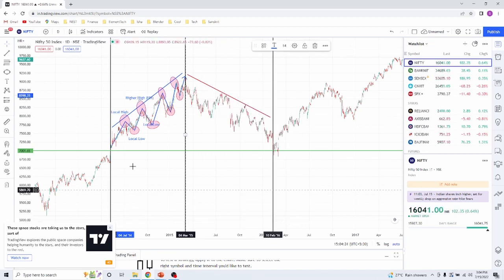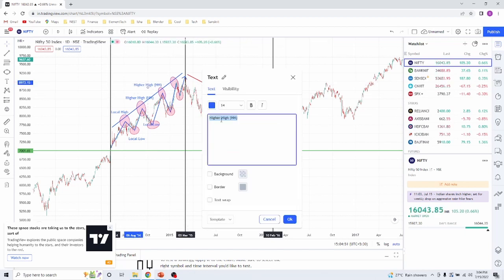Similarly, this point is a point where the stock price was more than this point. It is a local high, but it is a higher high because compared to the previous high, it is higher. So this is also higher high. So again, I will just control drag this and I will double click it. Okay, and I'll make it HH.